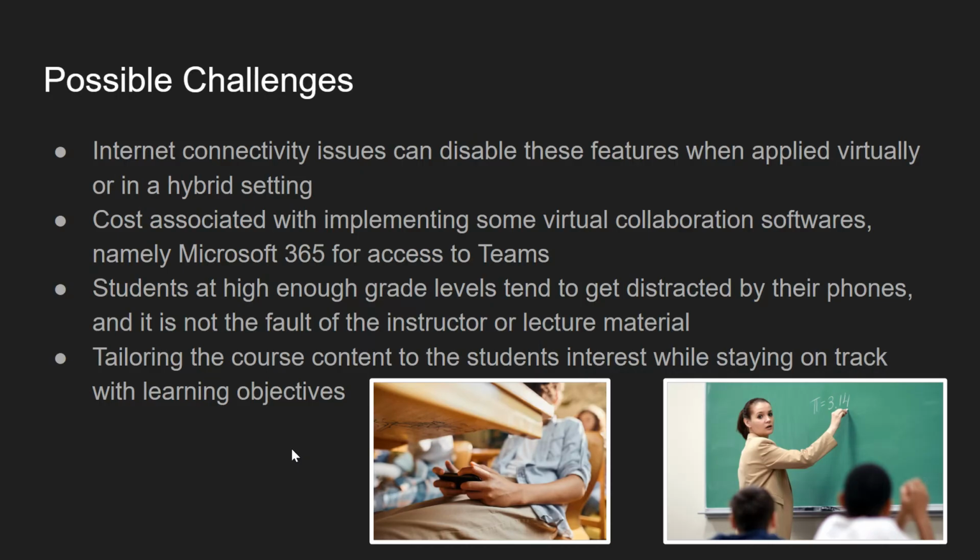Some of the challenges, as I said earlier, we see internet connectivity issues all the time. Some folks don't have the fastest internet. They don't have internet at all. They might not have a high enough processing power computer. So these are some things to keep in mind. Like I said earlier, there is also some cost associated with implementing some of these softwares, namely Microsoft 365. But like I said as well, there are some institutional pricing packages that could ease that financial stress a little bit.